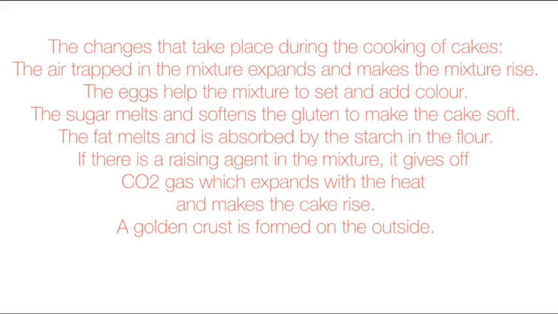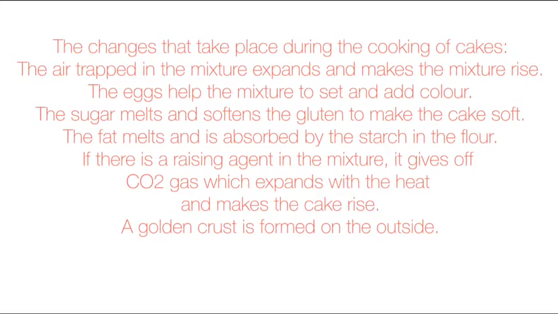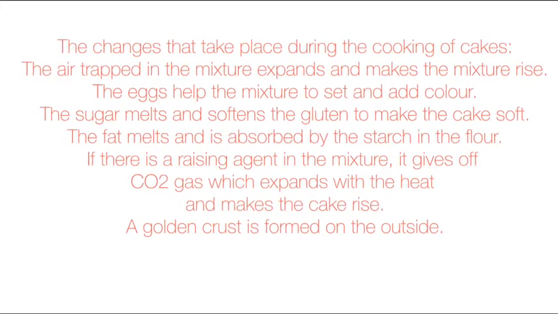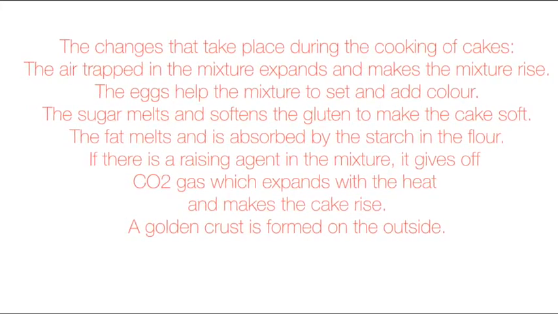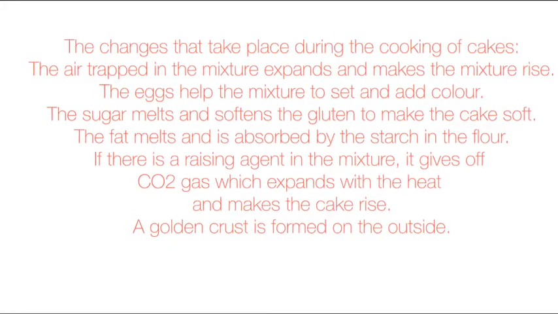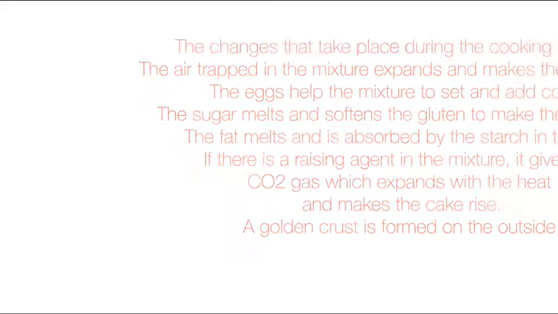The sugar melts and softens the gluten to make the cake soft. The fat melts and is absorbed by the starch in the flour. If there's a raising agent in the mixture, it gives off CO2 gas which expands with the heat and makes the cake rise. A golden crust is formed on the outside.